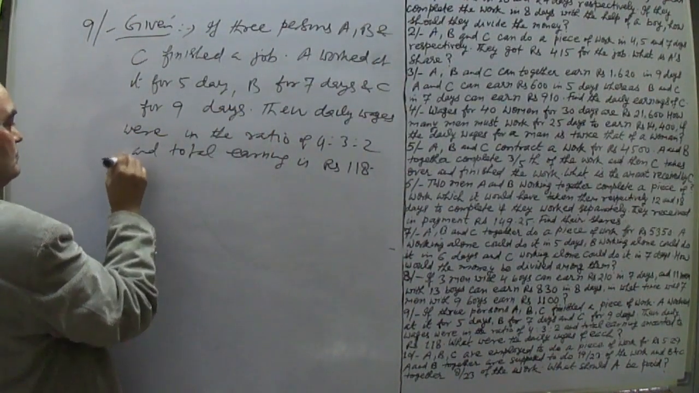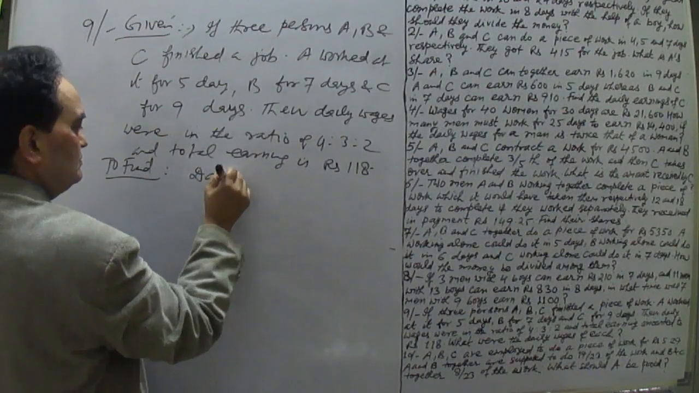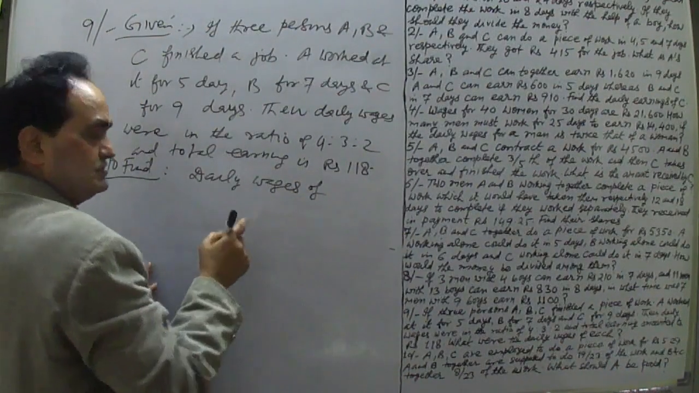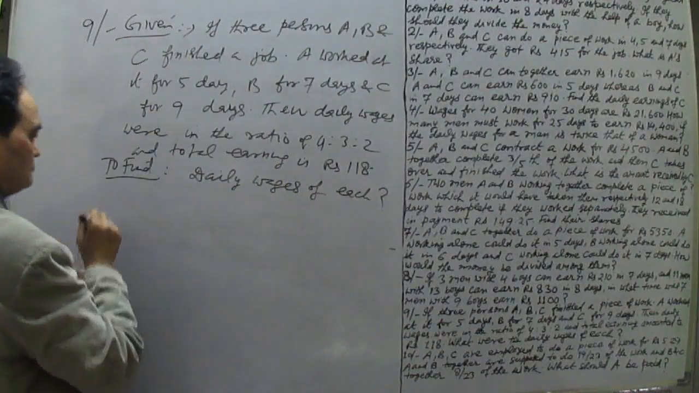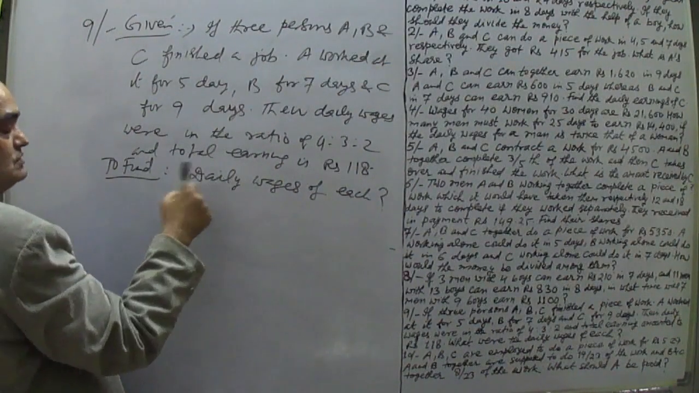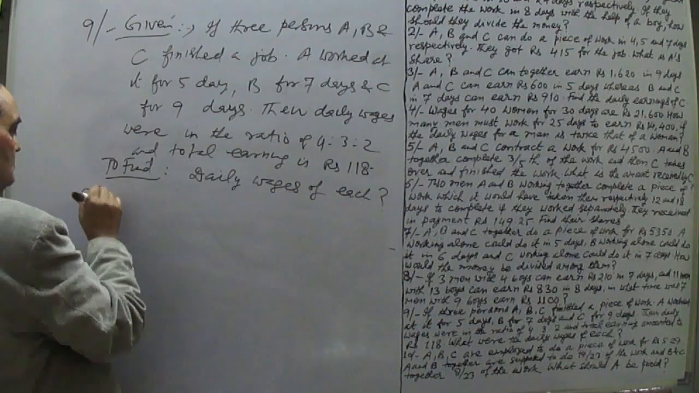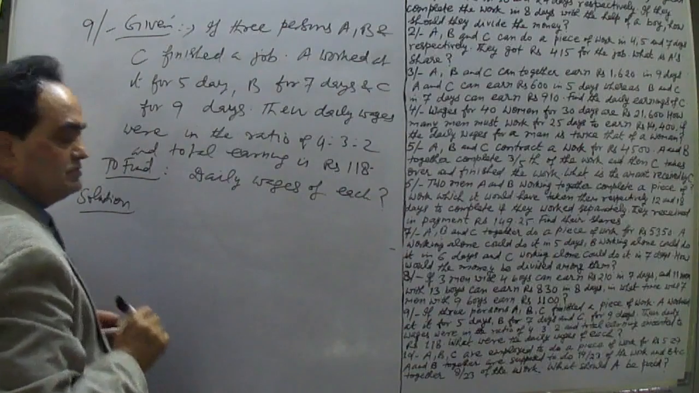You find their daily wages of each. This we have to find out. Now let me find the solution. This is the question which we have to find out: what are their daily wages?